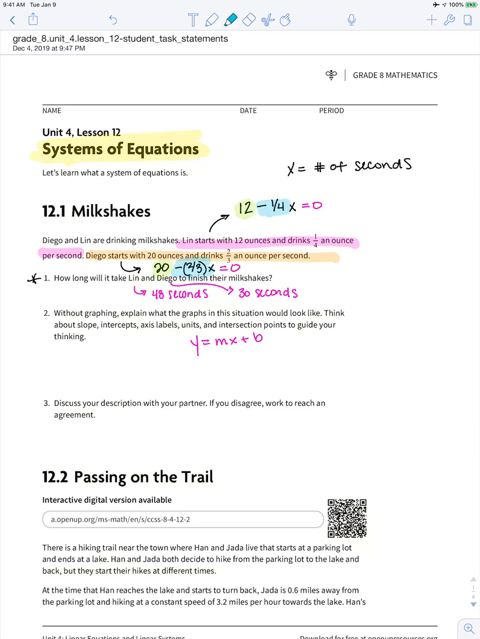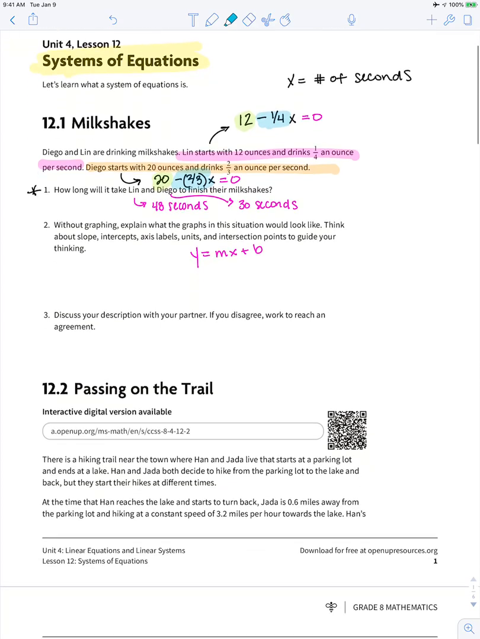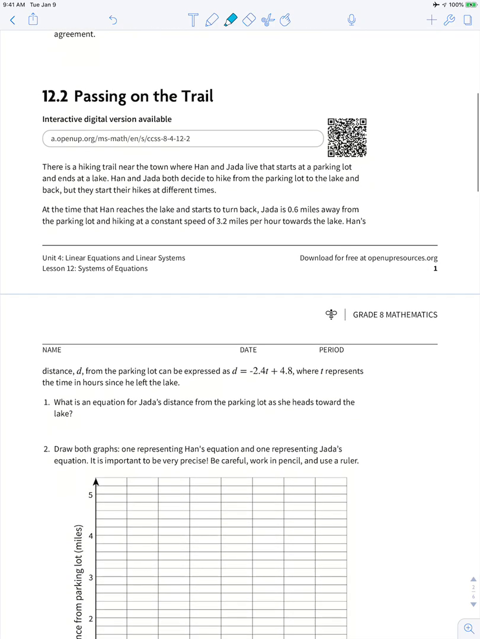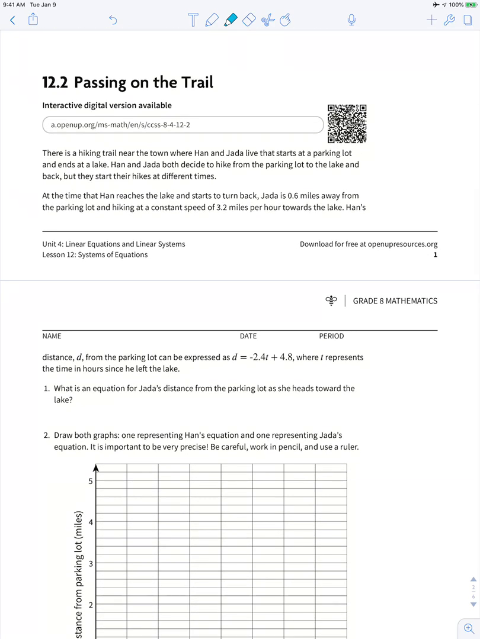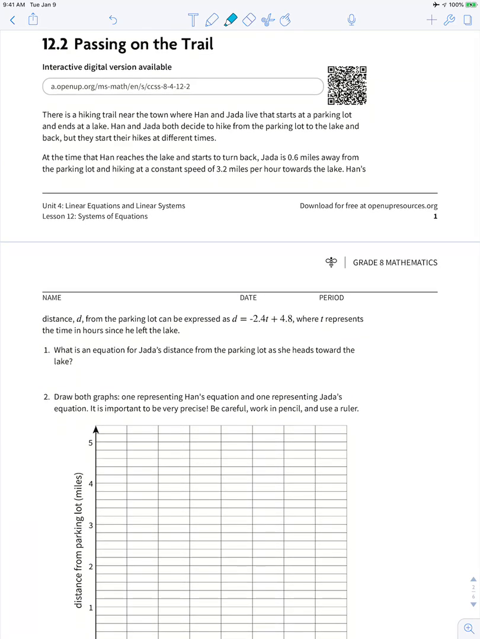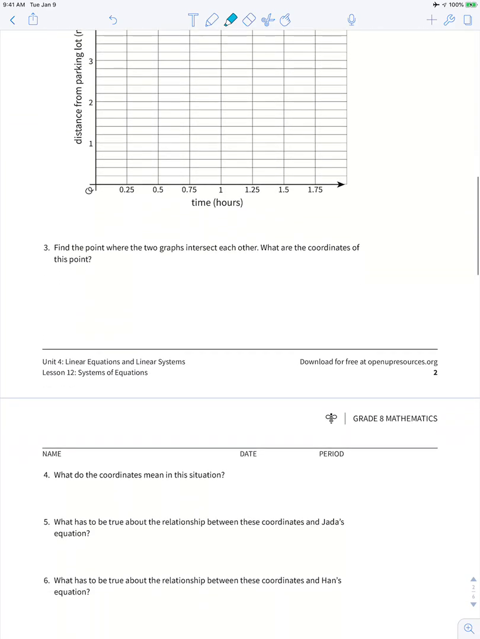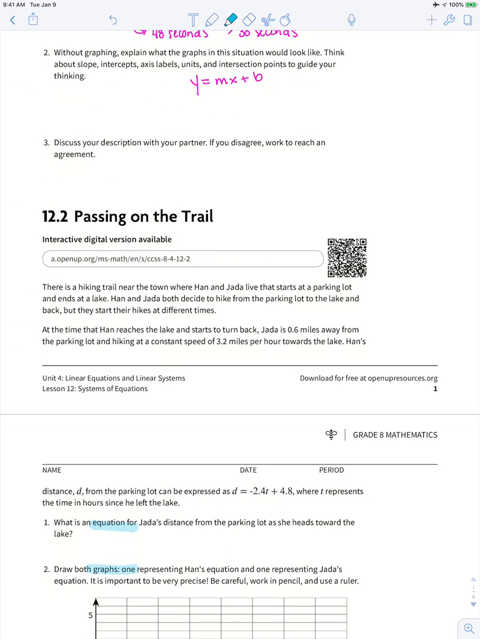Okay, so moving on to 12.2. We have a couple of components. We have a nice big situation we're going to pick apart. We're going to create equations. We're going to graph, and then we're going to answer some follow-up questions. So these next two activities will take us into systems. They're going to both be different but relate to systems.